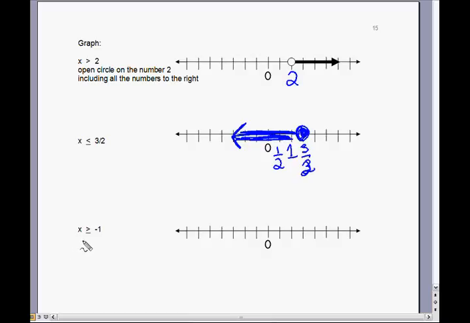Our next inequality, x is greater than or equal to -1. Again, since there's no marking on any of these number lines, we'll assume that each one represents a 1. So I would have a solid circle at -1. Again, it's included because of the or equal to. And I want the x values to be greater. So to be greater, I would travel to the right. That's how we're going to go about graphing inequalities.